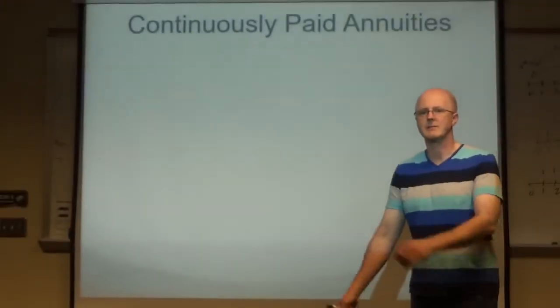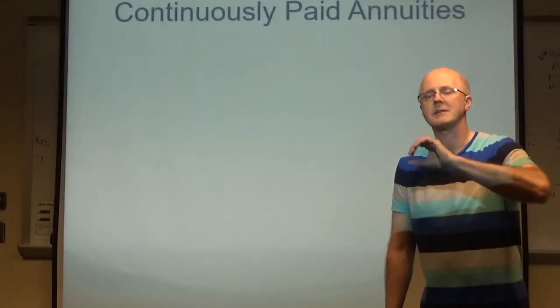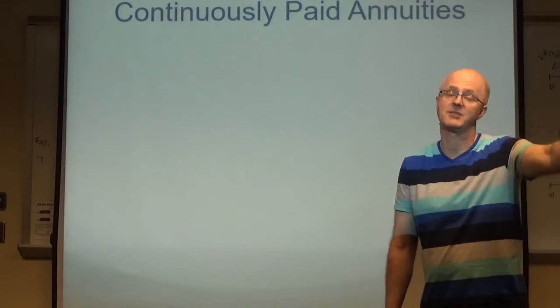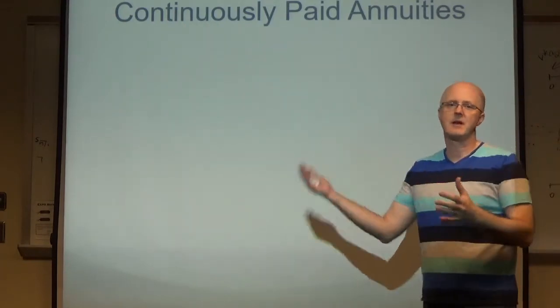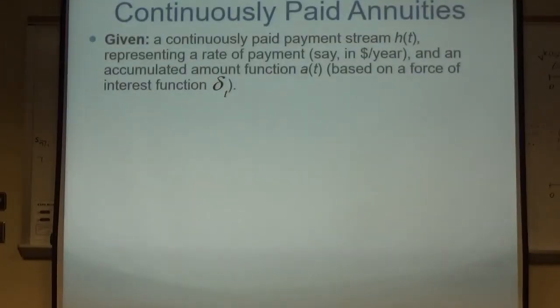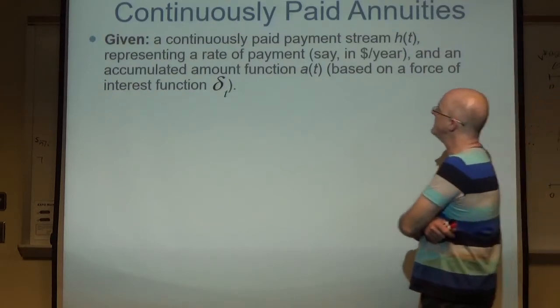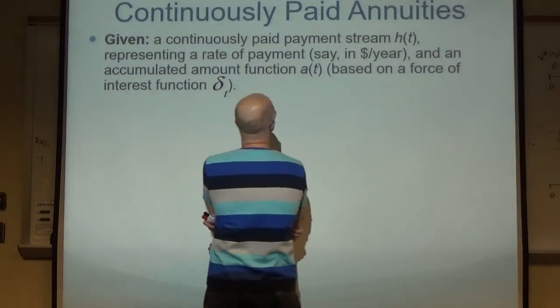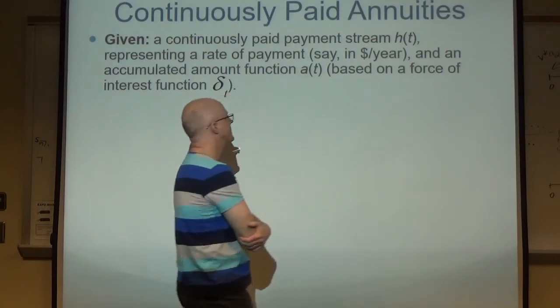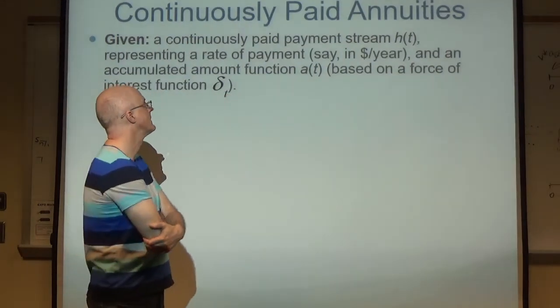We've done discrete annuities so far. What about continuous annuities? What about when it's a true payment stream or flow or cash flow? Money is flowing constantly into your bank account. Sounds great, huh? Well, what are we given? In the general situation, we're given some continuously paid payment stream, or for short, just continuous payment stream, h(t).